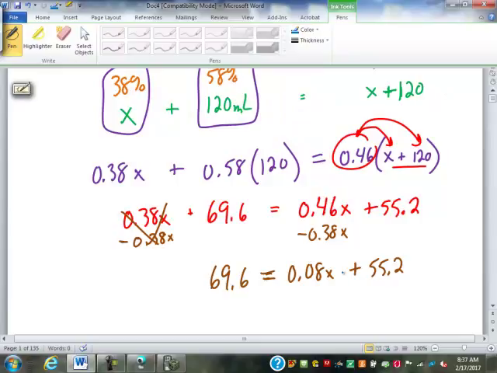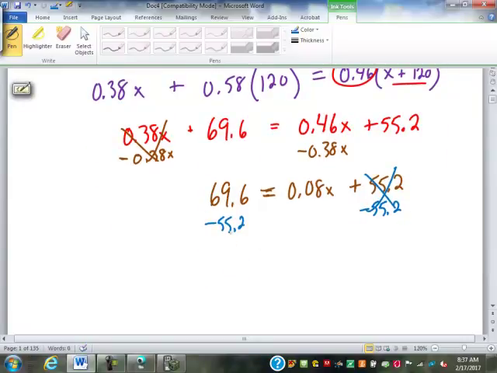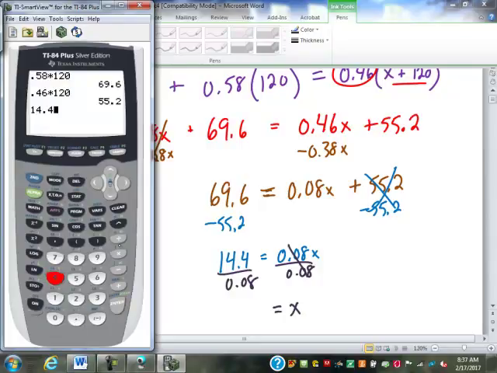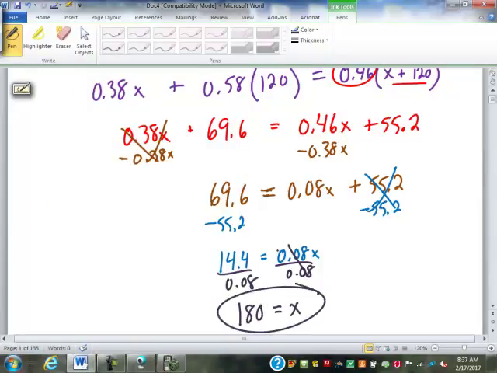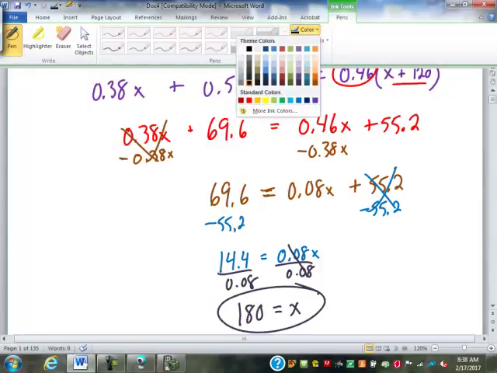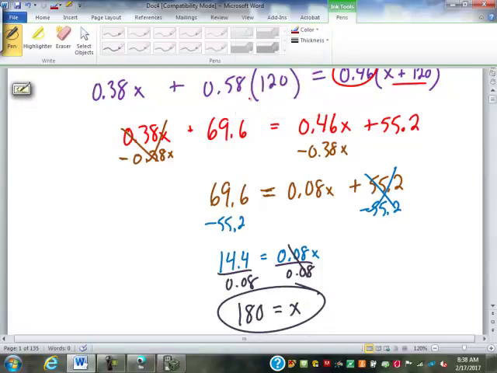And now we're in our form of equation that we know how to solve. So we can just go ahead and subtract the 55.2. That's gone. 69.6 minus 55.2 is 14.4. Now we'll divide by the 0.08 to get x by itself. 180. So x is 180.